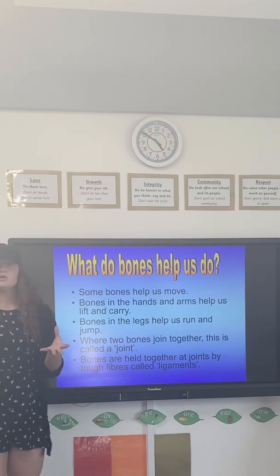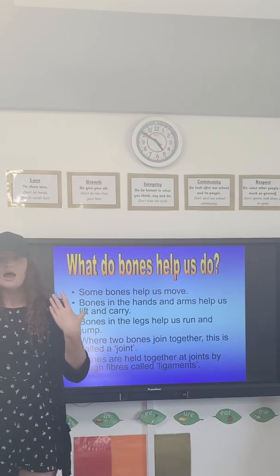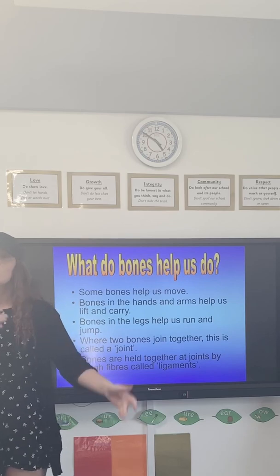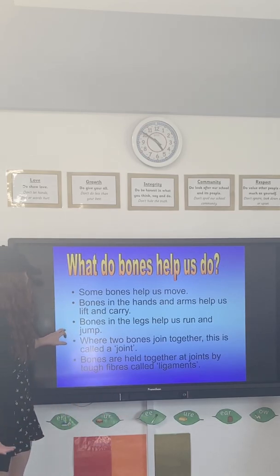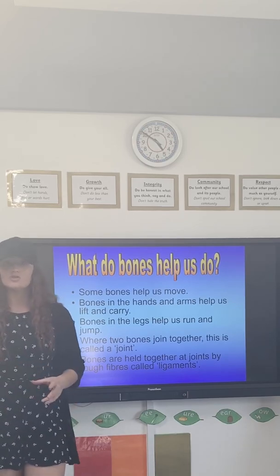Some bones help us to move, so the bones in our hands, the bones in our feet, our leg bones, our arm bones. They help us to move, to grab, to twist, to shake, to dance, to skip. All of those things help us to move. Bones in the legs help us to run and jump. And where two bones join together, we call that a joint.